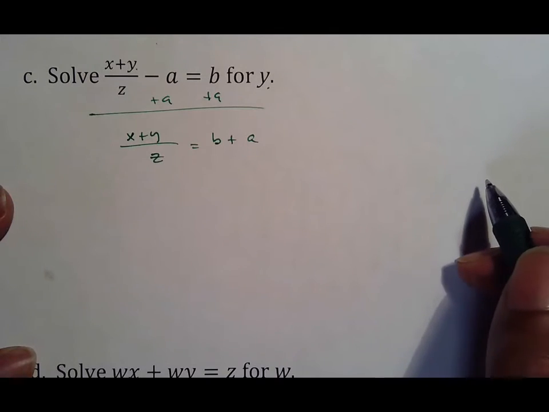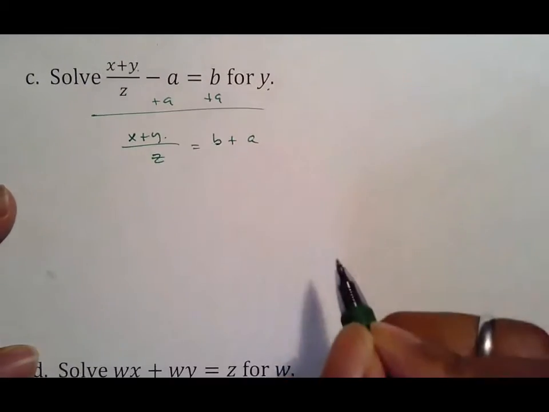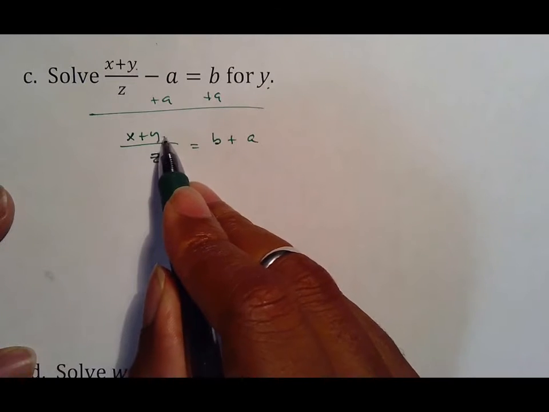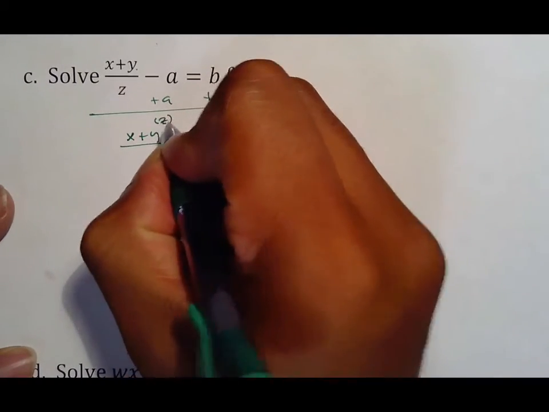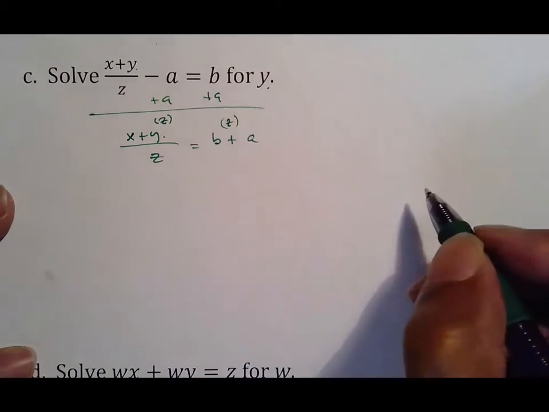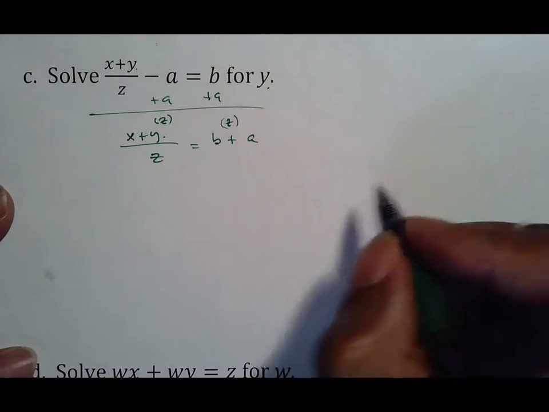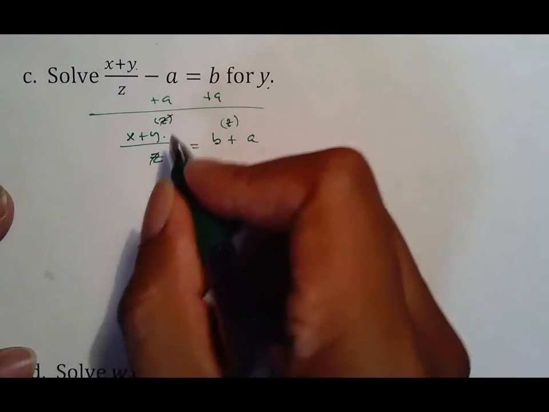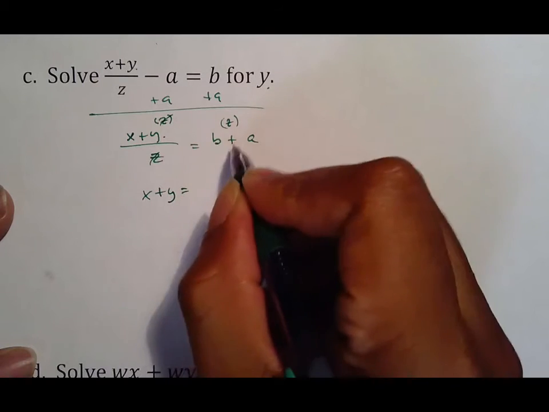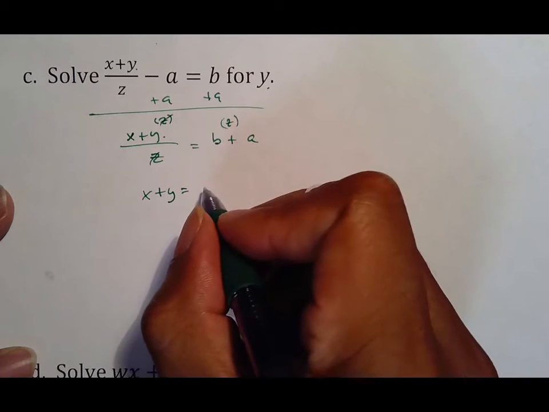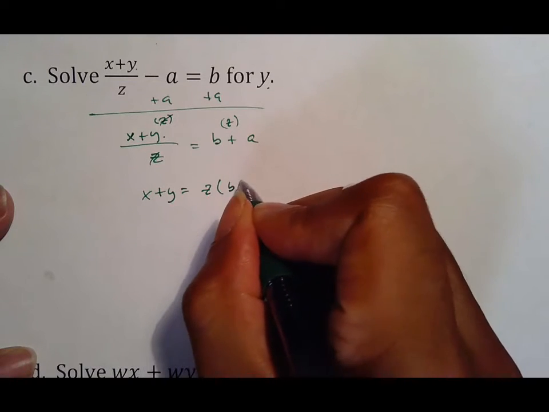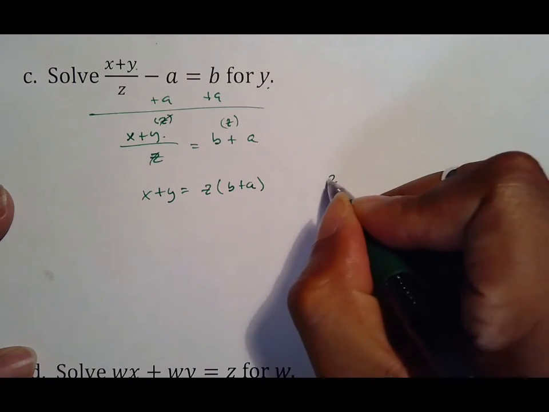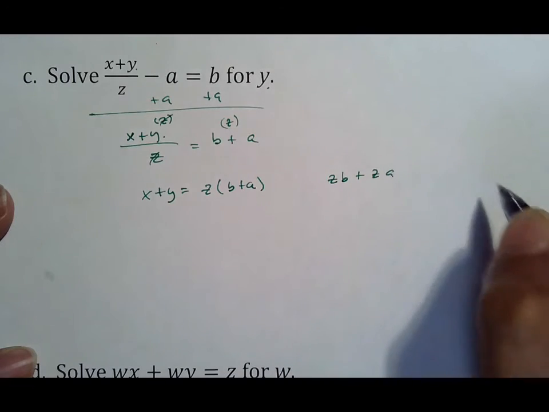The next thing I would do, again, if you need to, just mark it again. I want y. That's what's important. The furthest thing from y in this case is z. How do I get rid of a number on the bottom? Remember our basic steps. If it's on the bottom, we will multiply by that value. How you write this is up to you. But again, your z's cancel out, giving us xy equals, I guess you could put z parentheses b plus a, or you could put zb plus za, however you want to do that.